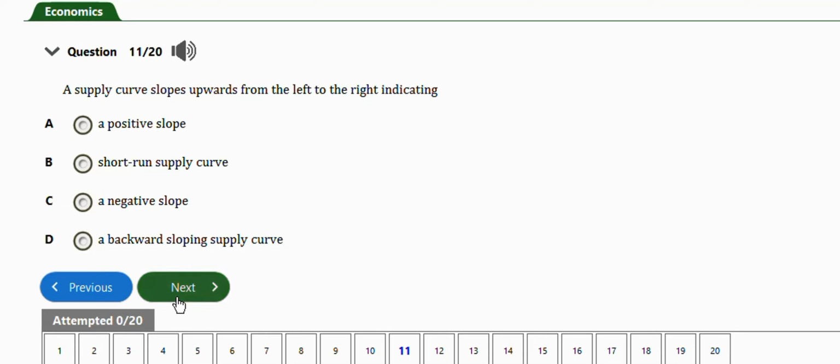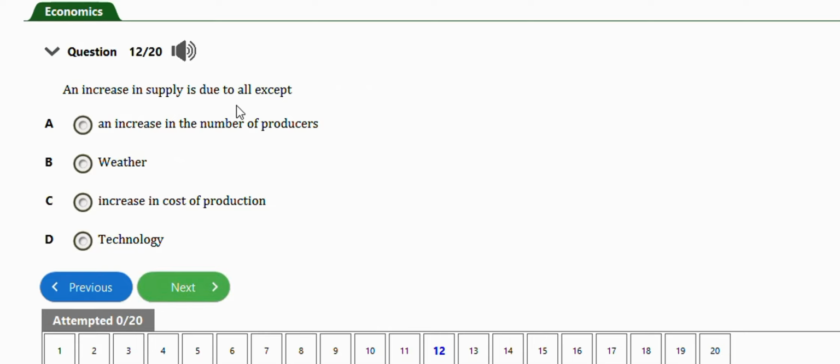Next question is this one. It says an increase in supply is due to all except: we have an increase in number of producers, weather, increase in cost of production, technology. So guys, an increase in supply is due to all except increase in cost of production. Technology is involved, weather is involved, an increased number of producers is involved, except an increase in cost of production. That's the exception, option C.